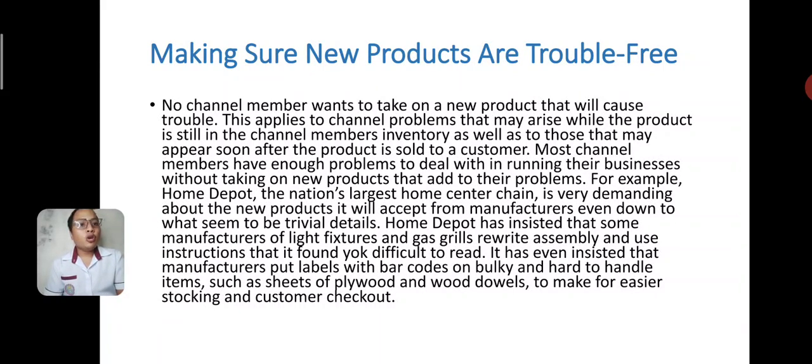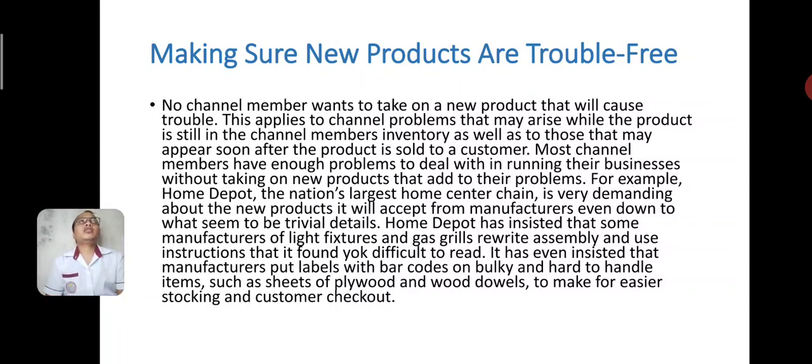The nation's largest home center chain is very demanding about the new products it will accept from manufacturers, even down to what seem to be trivial details. Home Depot has insisted that some manufacturers of light fixtures and gas grills rewrite assembly and use instructions that it found difficult to read. It has even insisted that manufacturers put labels with barcodes on bulky and hard-to-handle items, such as sheets of plywood and wood dowels, to make for easier stocking and customer checkout.